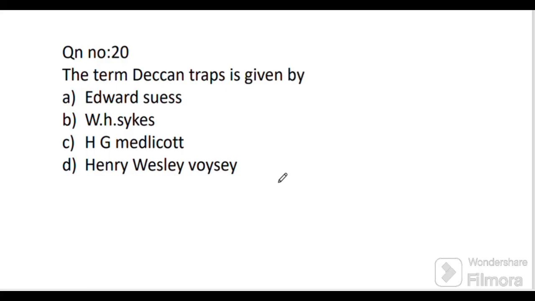Moving to the next question. The term Deccan trap is given by. The term Deccan trap was introduced by W.H. Sykes. The option B is the answer.